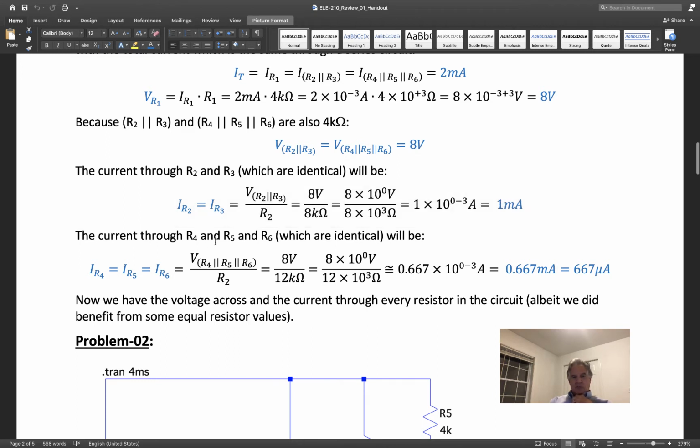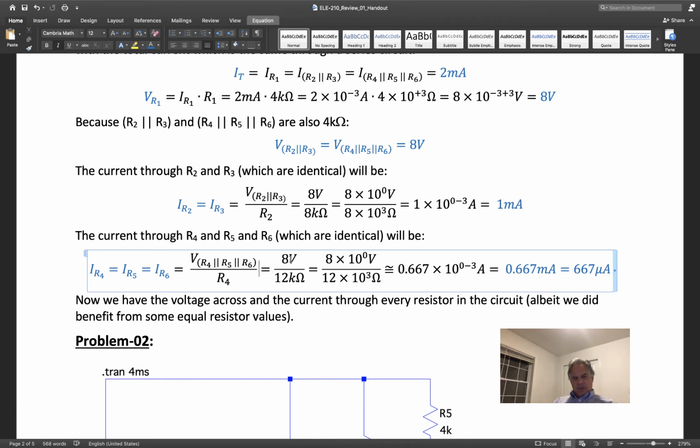Now the current through R4, R5, and R6, again they're identical, will be the voltage across the parallel combination, 8 volts, divided by 12K. That will give us the current through one of these resistors. This, by the way, is a little mistake and probably should be R4. Sorry about that. I will make sure the handout is updated so it says R4.